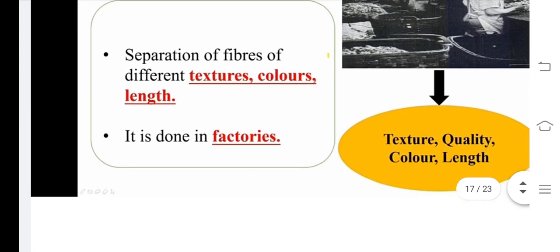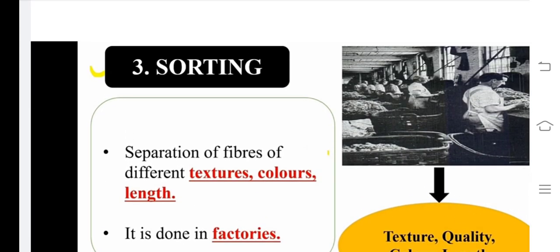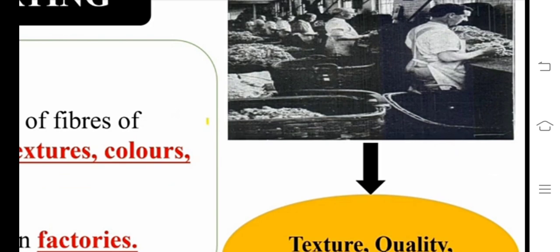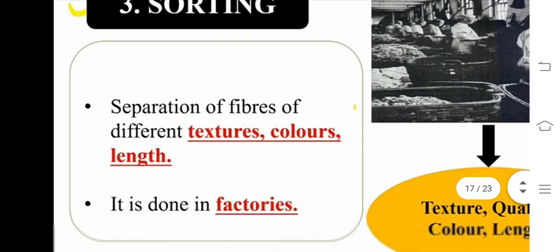Next step: shearing is already over, scouring is over. Next one is sorting. You know, very easy. Sorting, classification, right? Suppose you observe this picture carefully, children. Mango, banana, some fruits are there. So they are classifying based on what? Based on the taste, or based on the season, or based on the nutrients. In a similar way, we have to do sorting of the fibers. That means we have to separate. This step is very important and a little bit dangerous also, children. I will tell you later on.